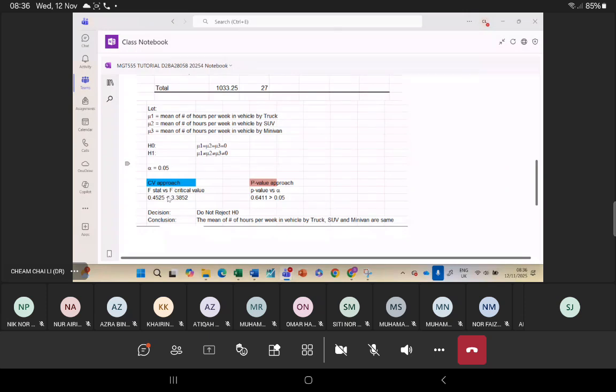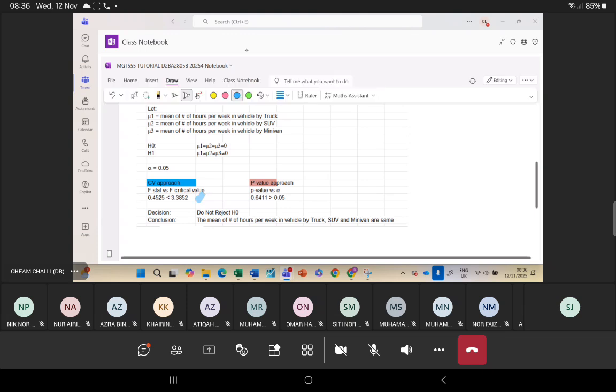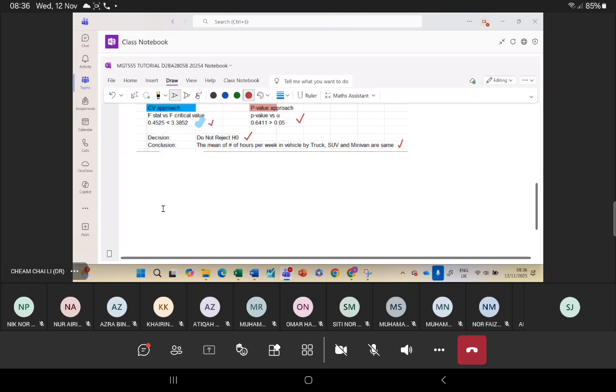So critical value approach, your F test statistic is smaller than your F critical, so decision is reject. Right. Decision is correct. Decision, yeah. So this one also p-value is larger, right? And p-value. So decision is do not reject, yeah. Okay, the mean number of hours per week in the vehicle by the 3 groups are the same, right?